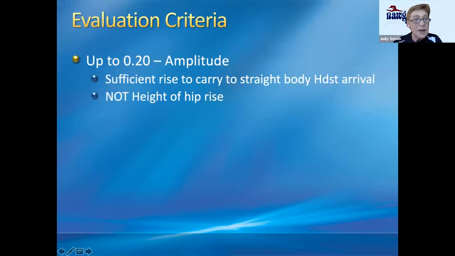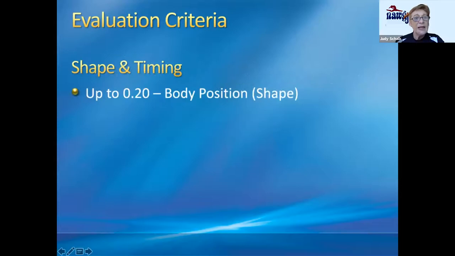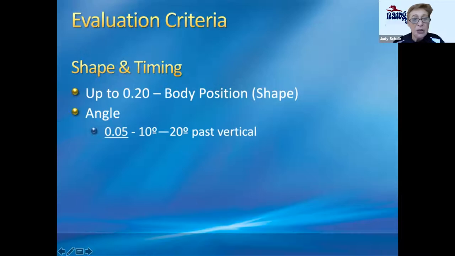Shape and timing is important in this whole concept. If they do have a shoulder angle or a pike, that will be a bad body shape, but it will also affect the angle that they arrive in. If their body position is out of vertical by 10 to 20 degrees past the vertical, there is a flat .05 deduction, but it's still a D. If she does arrive beyond 20 degrees, of course, then it's a B or a C. It just devalues. Instead of calling an amplitude deduction, we just call it a B or a C.